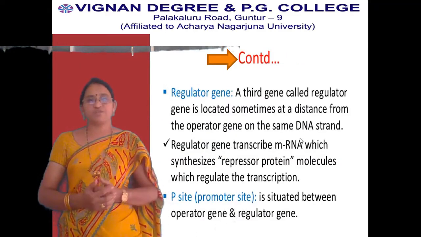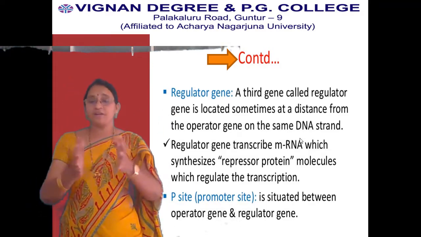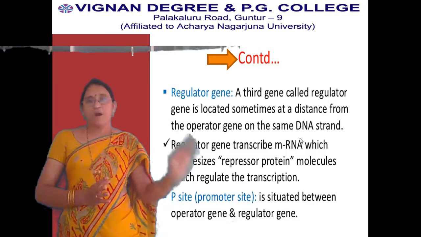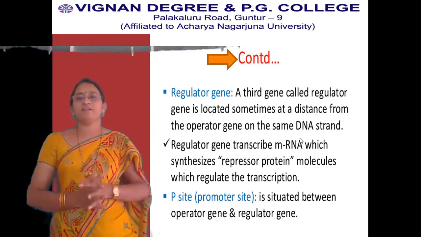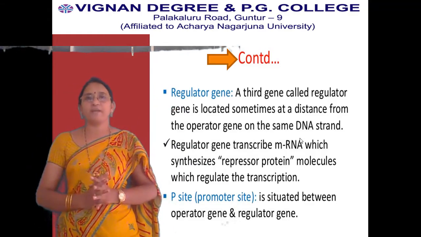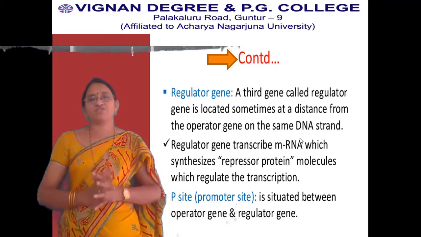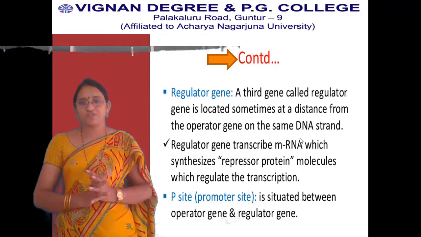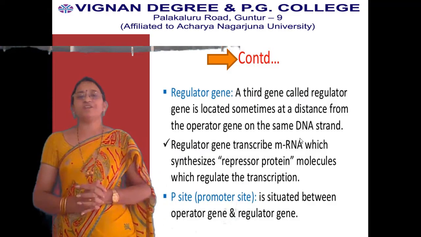So one type is structural genes, another type is operator genes, and the third type is regulator genes. So an operon is made up of structural genes, operator genes and regulator genes. The regulator gene is located sometimes at a distance from the operator gene on the same DNA strand. So what is a regulator gene? It is involved in the regulation of gene expression and is found at a distance from the operator gene.